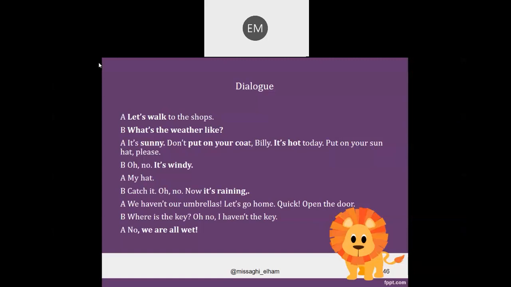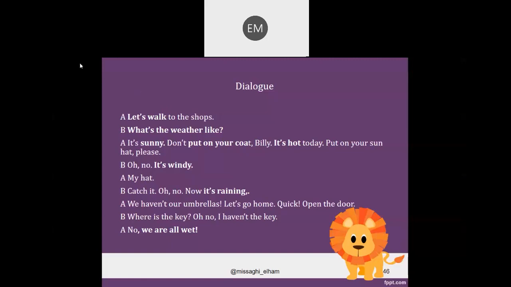Yeah, this is the dialogue they have in their book. Let's walk to the shops. What's the weather like? It's sunny. Don't put on your coat, please. It's hot today, but put on your sun hat, please. Oh no, now they're out. Oh no, it's windy. My hat. Catch it because it's windy. Okay. Now it is raining. We have our umbrellas. Let's go home. Quick, open the door. Where's the key? Oh no, I haven't the key. No, we are all wet.